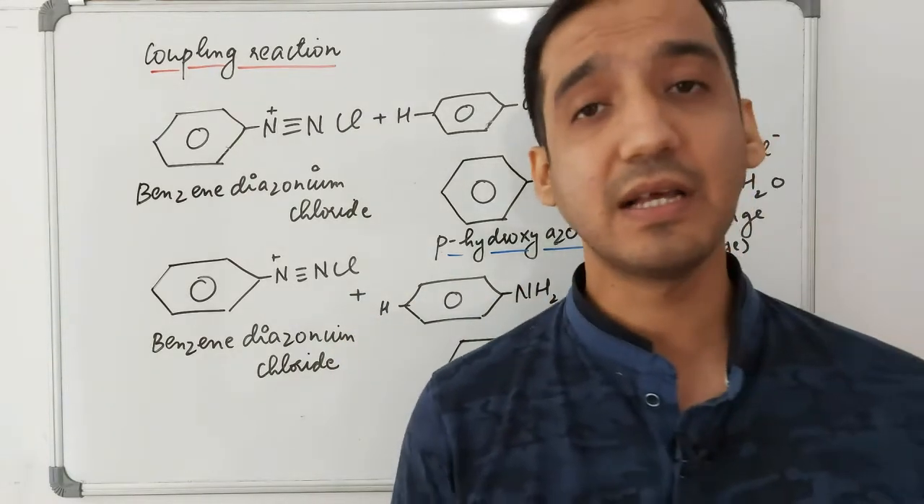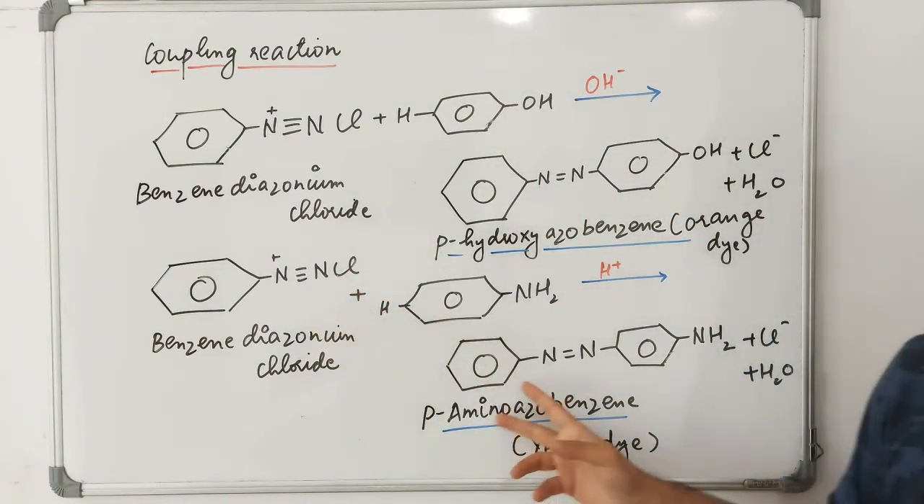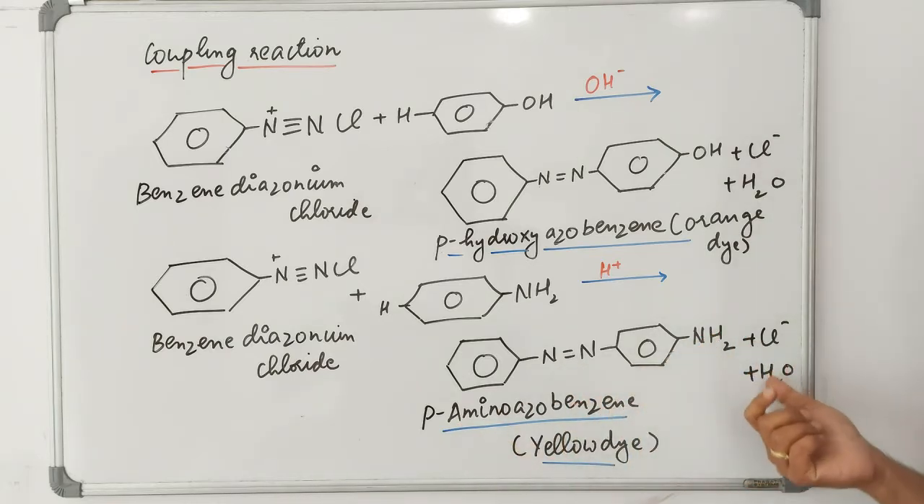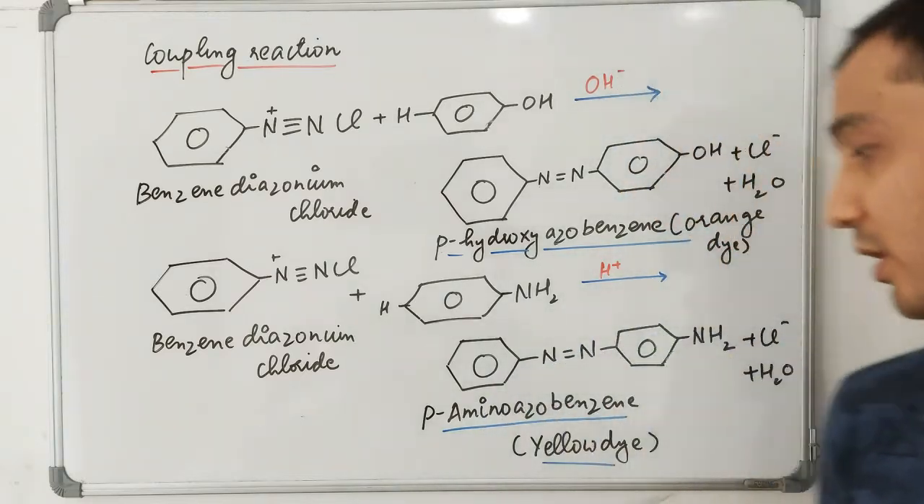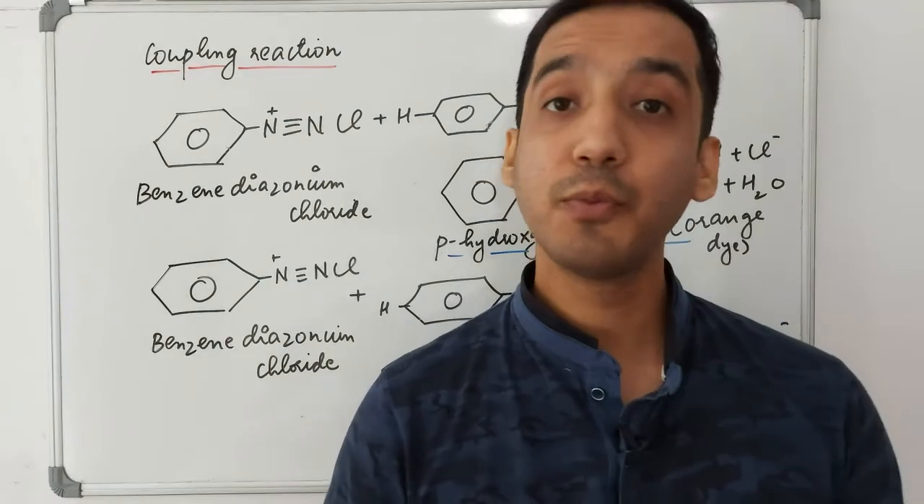Next we take benzene diazonium chloride and react it with aniline. Again H and Cl will react, resulting in the formation of para-aminoazobenzene, and chloride and H2O are formed. Again this is another dye which is formed, a yellow color dye, and these reactions are called coupling reactions.